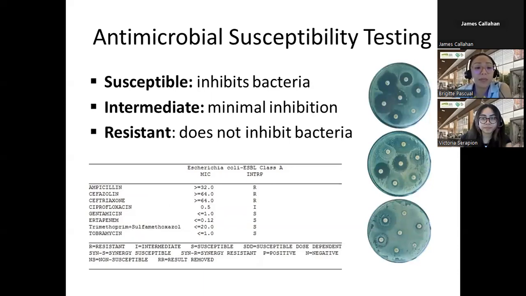Antimicrobial susceptibility testing determines appropriate antibiotic therapy, and one method commonly used is the disc diffusion or Kirby-Bauer method, as shown here in the right part of the slide. Antimicrobial susceptibility testing will tell you which antimicrobial is susceptible, meaning it will inhibit bacterial growth; intermediate, meaning there is minimal inhibition; or resistant, meaning it does not inhibit bacterial growth. Next slide, please.